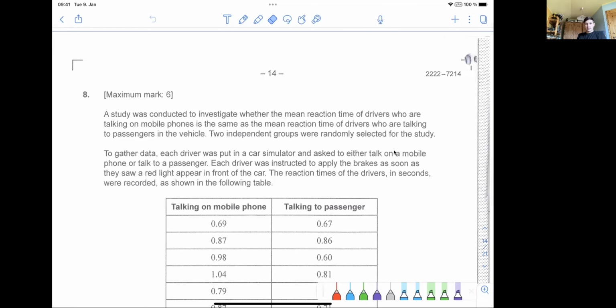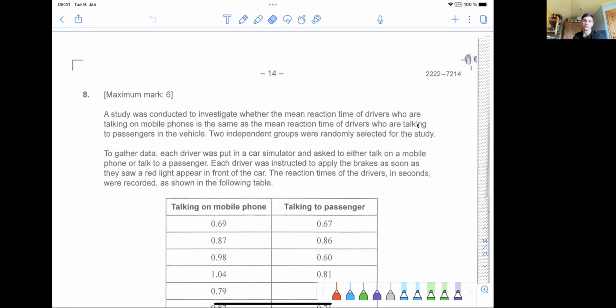Question 8. A study was conducted to investigate whether the mean reaction time of drivers who are talking on mobile phones is the same as the mean reaction time of drivers who are talking to passengers in the vehicle. Two independent groups were randomly selected for the study. To gather data, each driver was put in a car simulator and asked to either talk on a mobile phone or talk to a passenger.